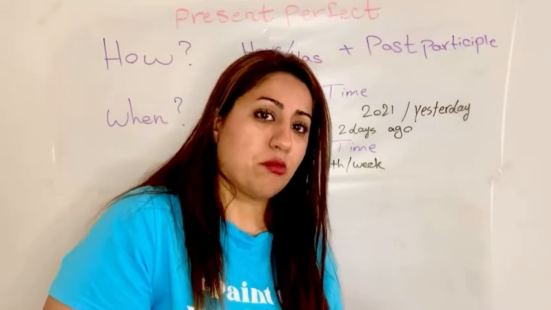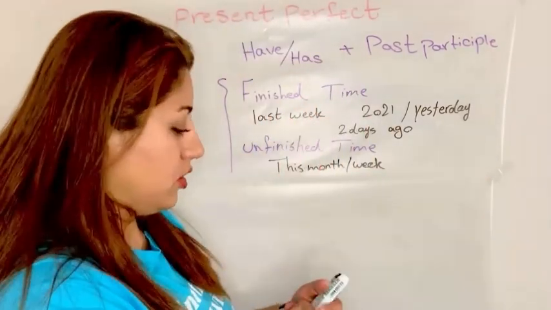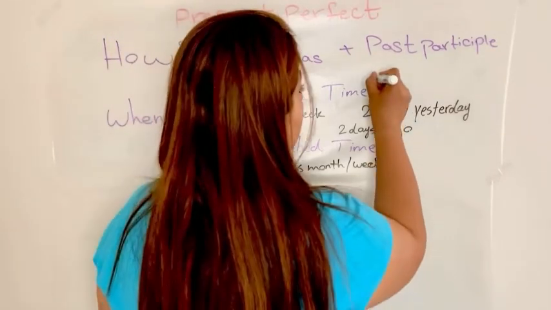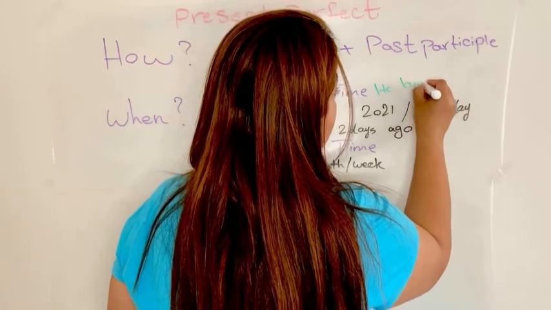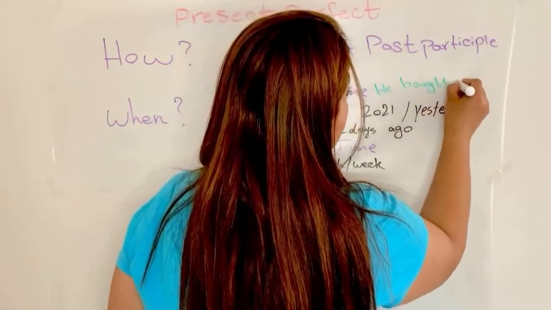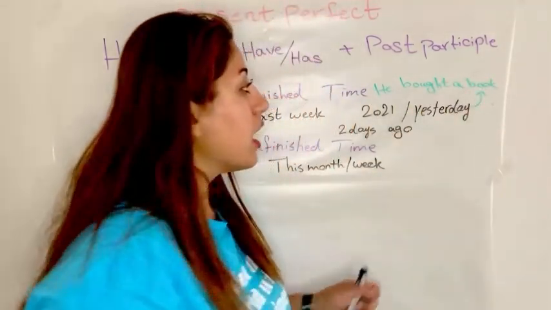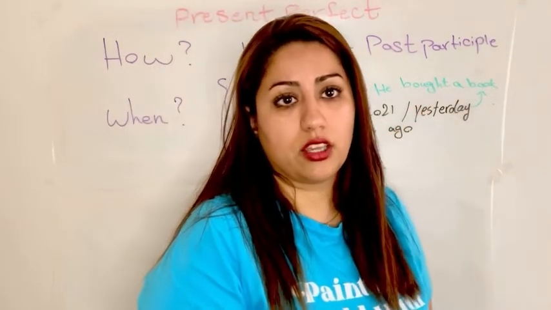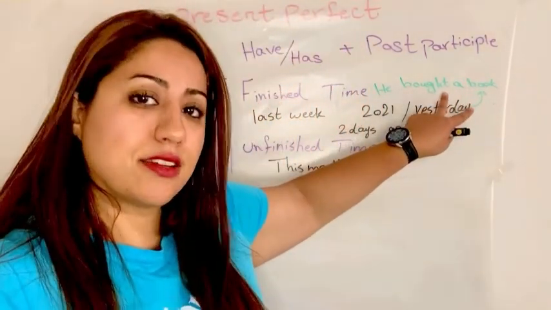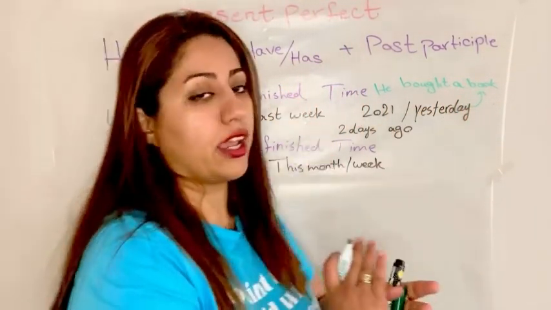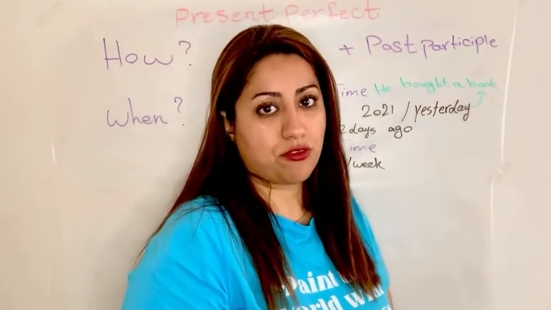Let's make some examples. I say, he bought a book yesterday. Bought, the past form of buy. This is past simple for finished time. Now I want to change it to present perfect form.